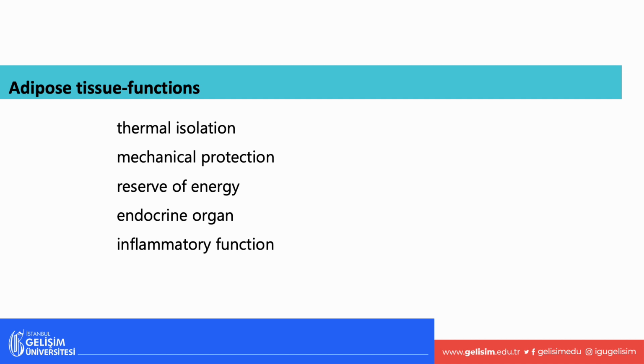Adipose tissue also functions as an endocrine organ. It secretes hormones and other signaling molecules that regulate metabolism as well as other physiological processes. In addition to that, adipose tissue has an inflammatory function and can contribute to the body's immune system.